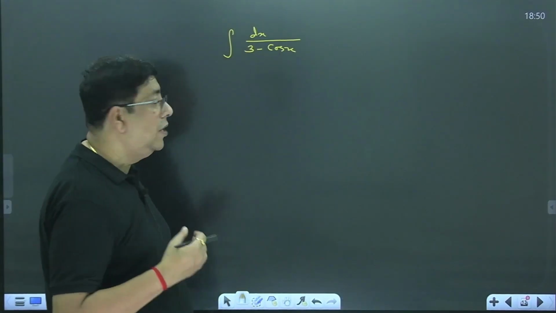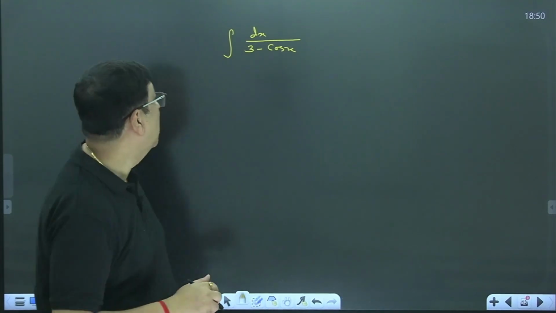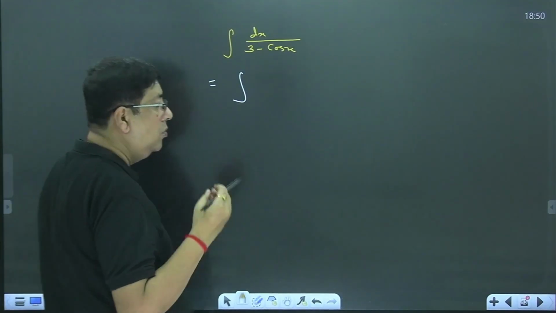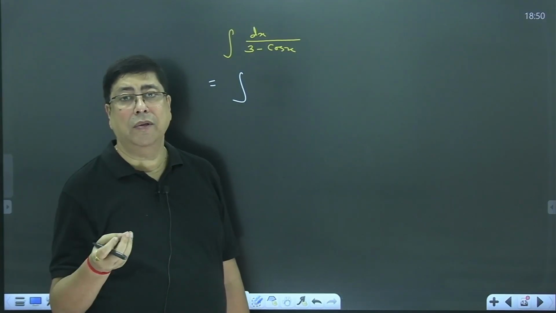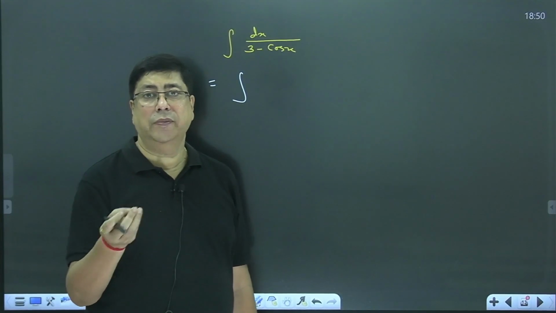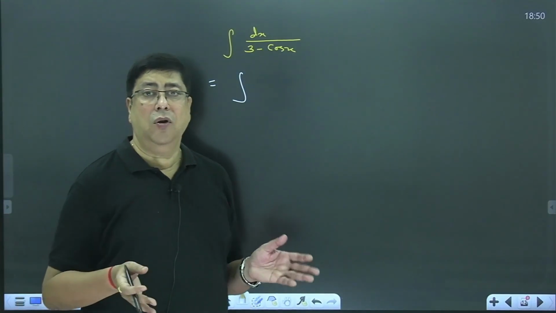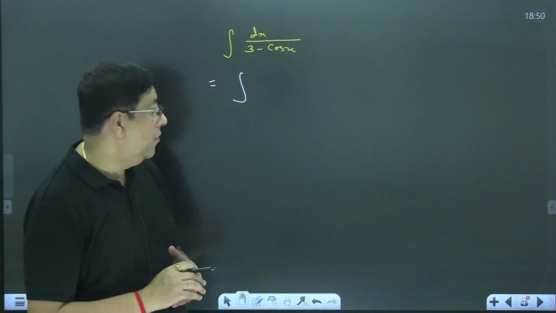What is this? dx by 3 minus cos x. What we'll do here? There are a lot of ways to solve. Whenever we see this type of sum, one thing should come to mind: express cos x as 1 minus tan square x by 2 by 1 plus tan square x by 2. Everybody, one more thing, for integration you have to know the multiple and submultiple angle formulas very nicely.